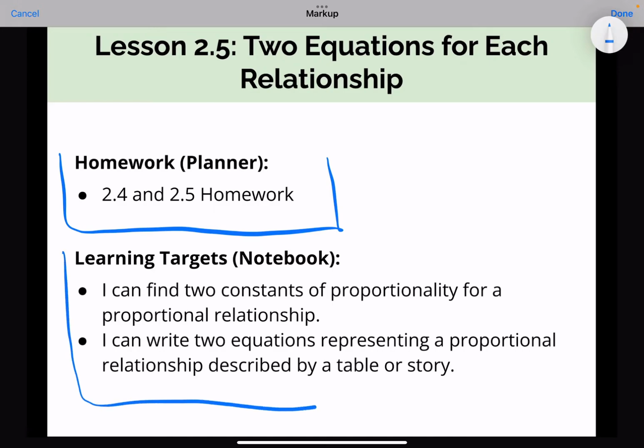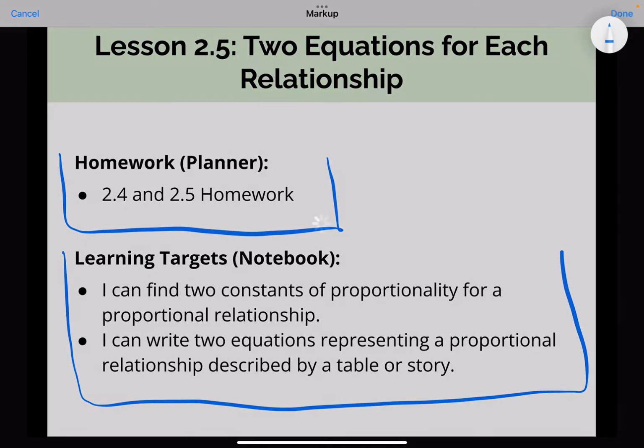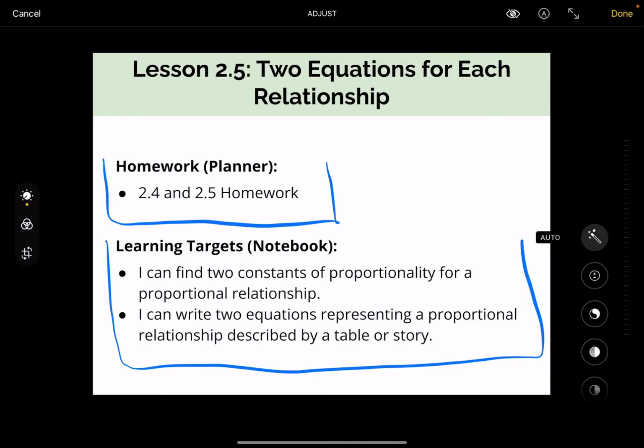And don't forget to write your learning targets in your notebook. Those learning targets are, I can find 2 constants of proportionality for a proportional relationship, and I can write 2 equations to represent a proportional relationship. Once you have your planner and notebook filled out, let's go ahead and move on to the warm-up.